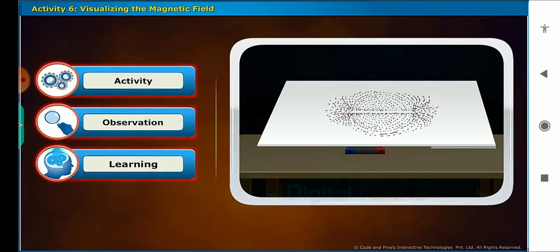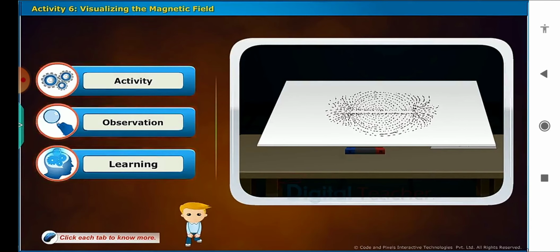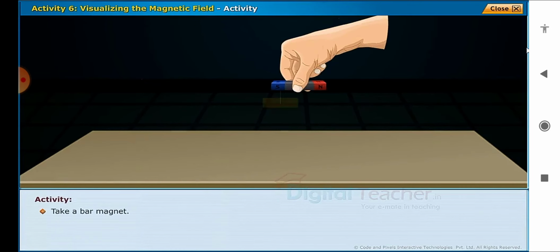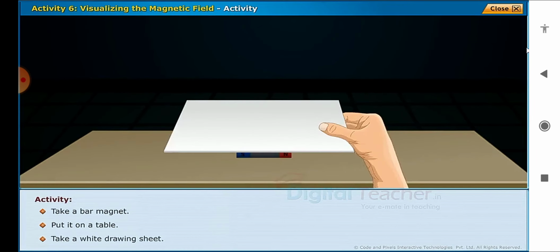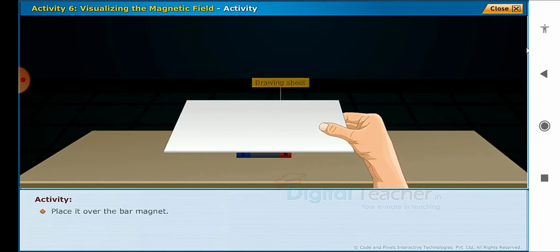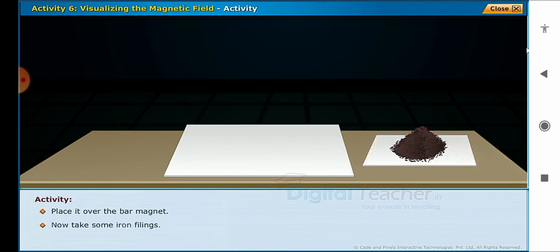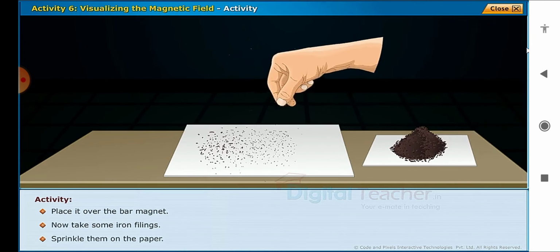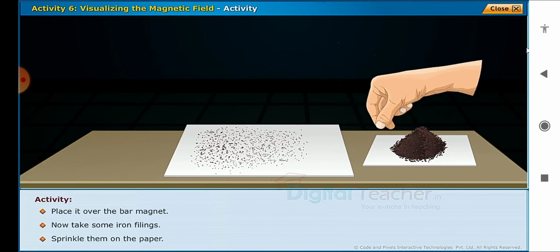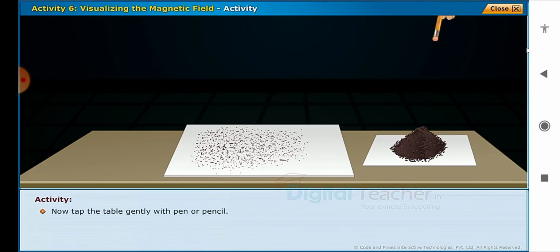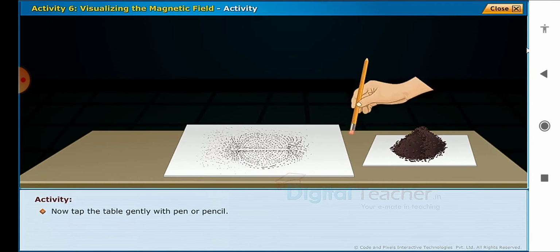Now, let us perform an activity to visualize the magnetic field. Click each tab to know more. Take a bar magnet. Put it on a table. Take a white drawing sheet. Place it over the bar magnet. Now take some iron filings. Sprinkle them on the paper. Now tap the table gently with pen or pencil. Observe the changes.